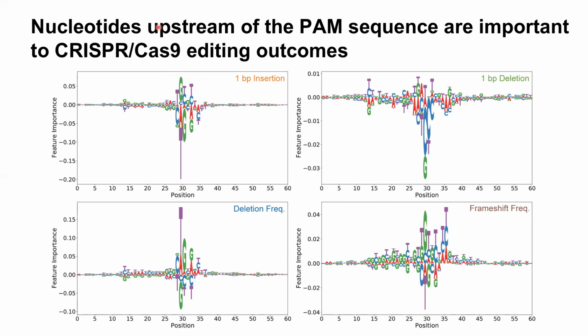So in particular, base pairs or nucleotides upstream of the PAM sequence were generally the most important to CRISPR-Cas9 editing outcomes. And more specifically, our analyses support previous studies that have shown the nucleotide 4 base pairs upstream of the PAM, so this one, this one, this one, and this one, were the most important, had the greatest effect on CRISPR-Cas9 double-stranded break repair.